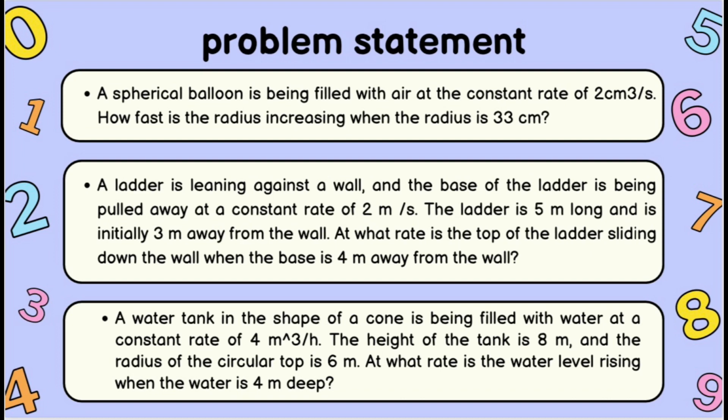The third problem. A water tank in the shape of a cone is being filled with water at a constant rate of 4 m³ per hour. The height of the tank is 8 meters and the radius of the circular top is 6 meters. At what rate is the water level rising when the water is 4 meters deep?